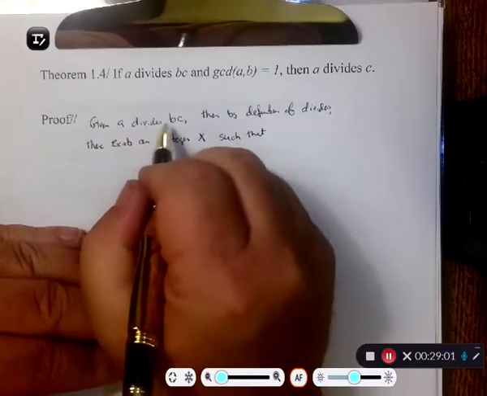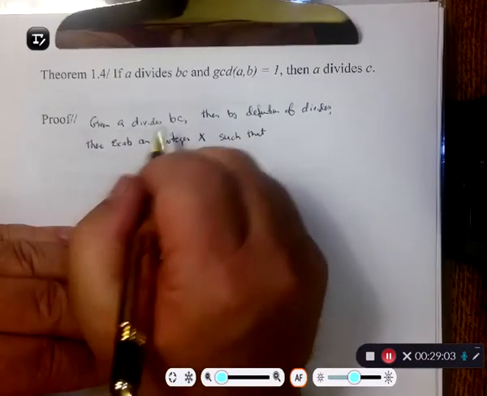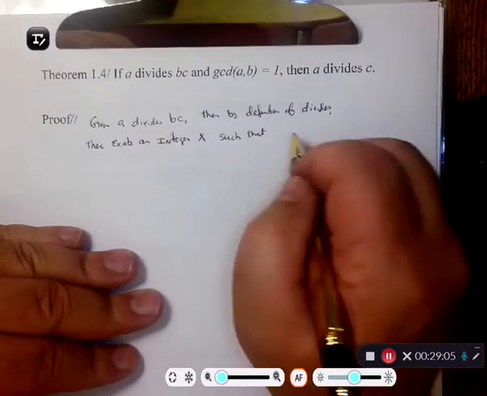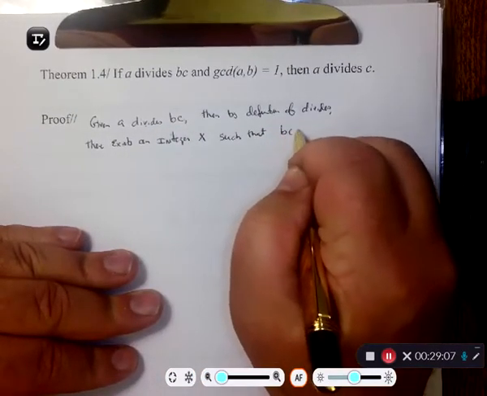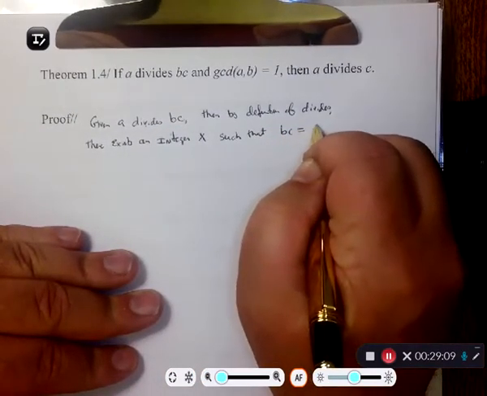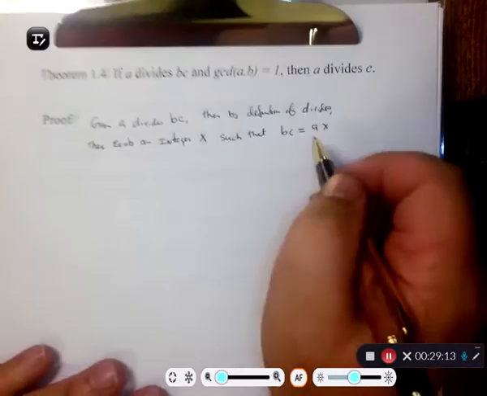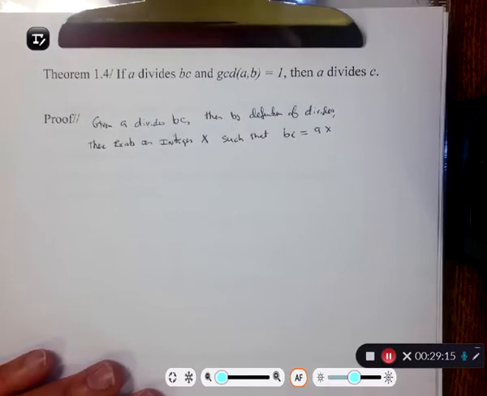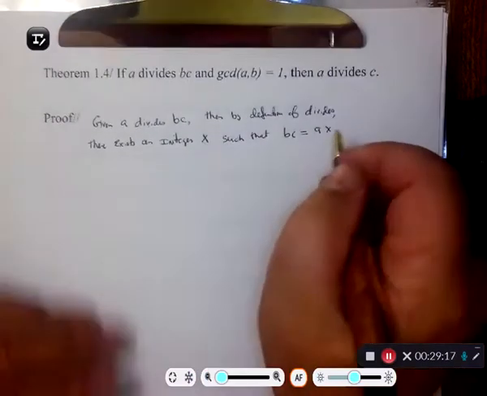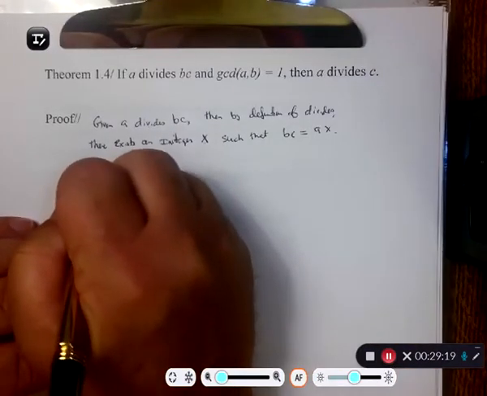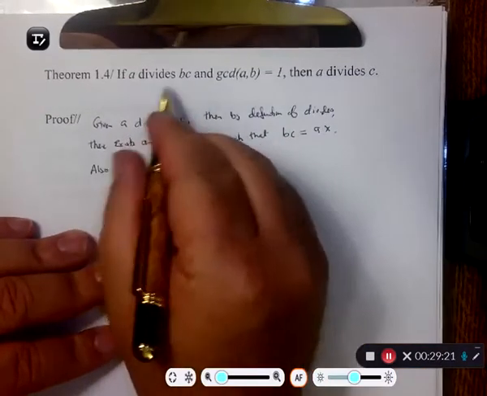There exists an integer x such that now we get to write an equation. A divides BC. Who's bigger, A or BC? If A divides BC, BC is bigger. So BC would be equal to A times that integer x. And I got an equation out of it. Okay? We've got an equation, so we'll go to the next part.